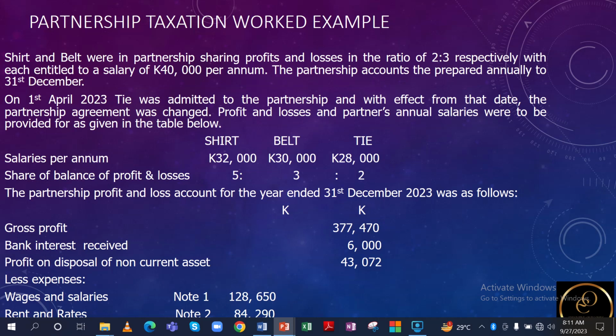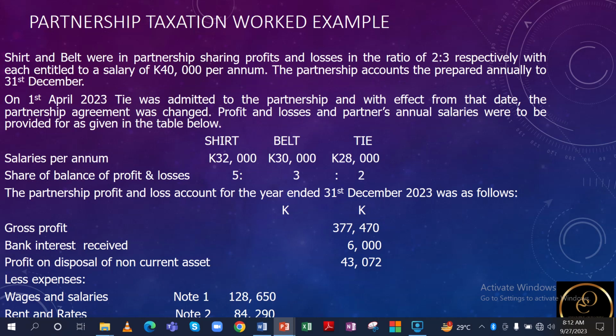It is this table which shows Shed, Belt, and Tai. That is, salaries per month changed to 32,000, 30,000, and 28,000 respectively, whereas the share of balance of profit and loss will now be 5:3:2. Then the partnership profit and loss account for the year ended 31st December 2023 was as follows.